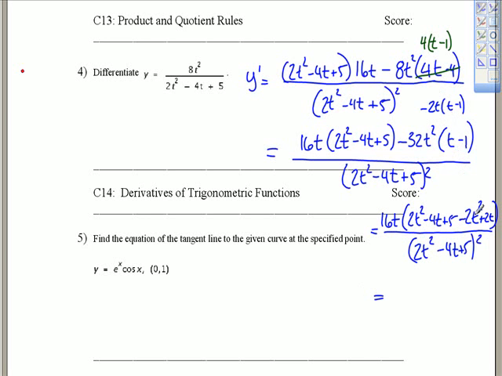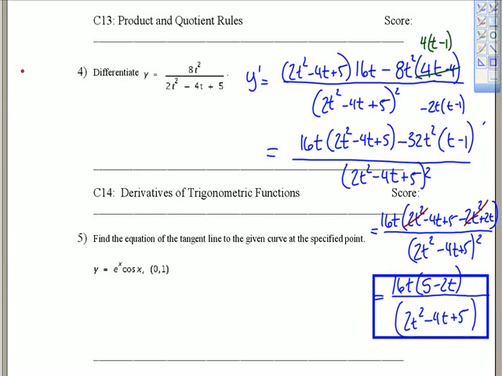And inside, up in the top here, we can clean up a little bit. 16t times the quantity 2t squared minus 2t squared, those will zero out. And I've got negative 4t, a positive 2t, that's a negative 2t, and a positive 5. So what I could see in here is a 5 minus 2t, and I still have that trinomial squared, 2t squared minus 4t plus 5. So it's not a thing of beauty, but it is a derivative.